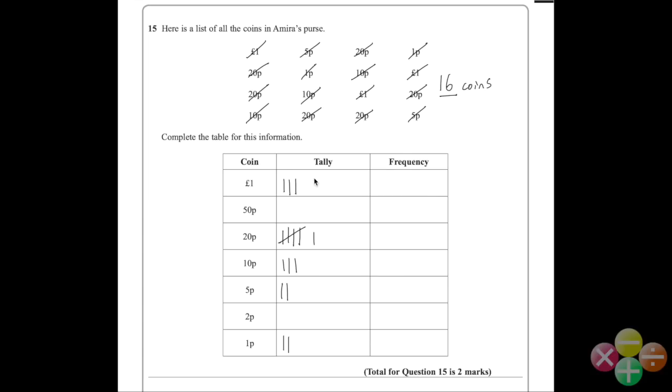Let's now complete the frequency column. Well, there are 3 £1 coins. There are no 50 pences. There are 6 20 pences. There are 3 10p's. We've got 2 5p's, no 2p's, and 2 pennies at the end. Now to double check, remember there are 16 coins in Amira's purse, so let's add up our frequency column and it should total 16. 3 add 6 is 9, add 3 is 12, add 2 is 14, add the last 2 gives me 16. So therefore I know that I've included all the coins in my table.